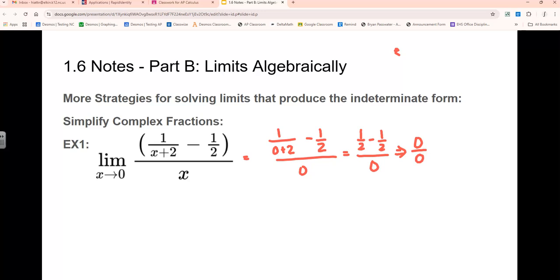So, for complex fractions, what we want to do is try to combine those fractions together and simplify it into a single fraction so that we don't have a fraction within a fraction. There's a couple ways that you can deal with it. I like combining the two fractions up here in the top, getting common denominators and putting those together. So to subtract two fractions, I would have to have common denominators.